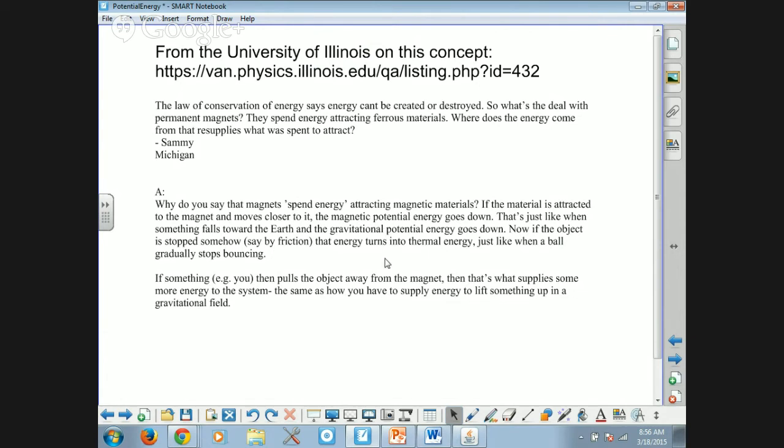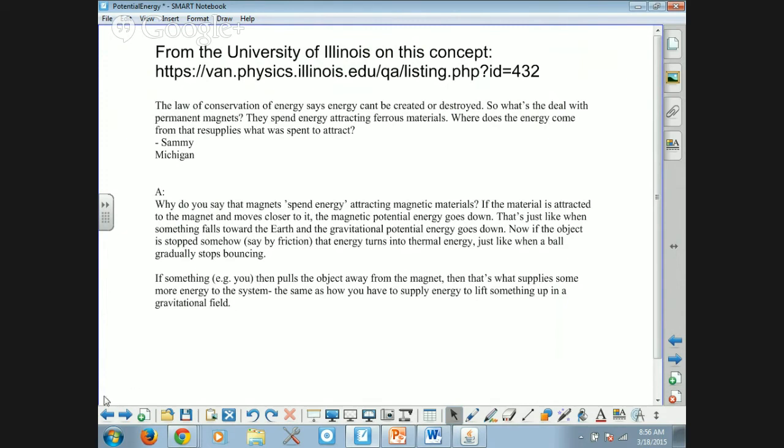I'd like the answer. It says, why do you say that magnets spend energy? Let's get to this point here. If the material is attracted to the magnet and moves closer to it, the magnetic potential energy goes down. So this comes from a professor, not from me. My understanding of magnetism basically is if you're within that field and your object is attracted to it, but it's basically as far as it can be, still having that attraction, it's going to have that potential energy. If the object is somehow stopped, the energy turns into thermal energy because it's going to keep trying to get to that magnet.